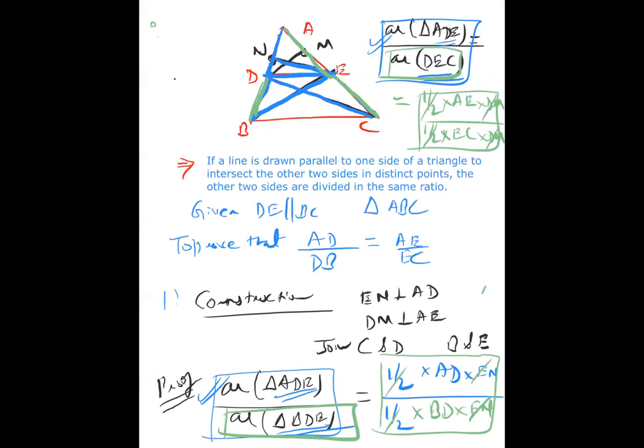Therefore we first write that the area of triangle BDE is equal to the area of triangle DEC, because they are between the same parallels and on the same base. Therefore AD by BD is equal to AE by EC. From equations 1 and 2, we can say that. Proved.